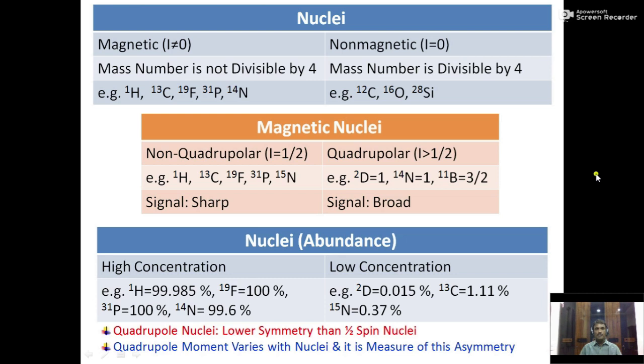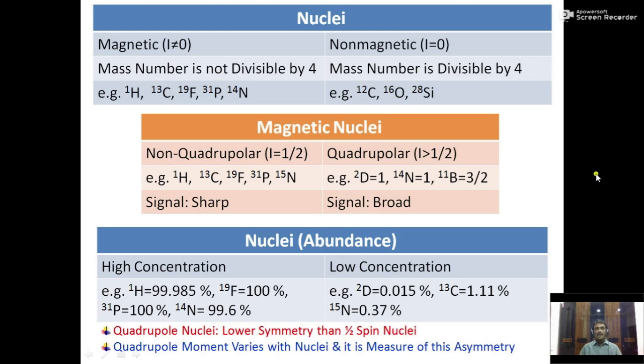The examples of the magnetic nuclei are enlisted in this table. You can see that hydrogen, carbon 13, fluorine 19 are examples of the magnetic nuclei, whereas non-magnetic nuclei have I equal to 0 and their mass number is divisible by 4. Examples of non-magnetic nuclei are carbon 12, oxygen 16, silicon 28, etc.